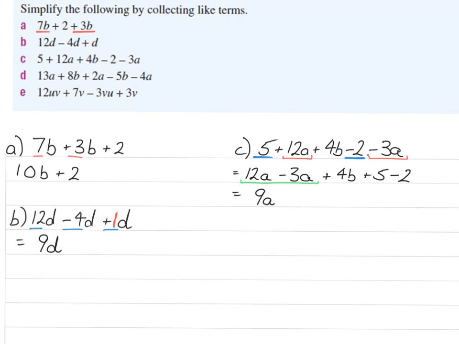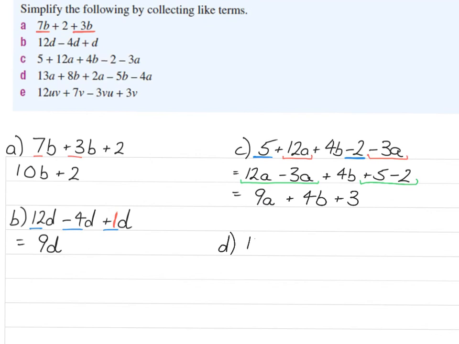We haven't done anything with plus 4b, and there is nothing else with a b. There are no other like terms. So it's simply going to be plus 4b. And then the last part, we've got plus 5, take away 2. So plus 5, take away 2 is going to be plus 3. Plus 3. And there are no like terms in that expression that I've got written there, so I can't simplify any further.